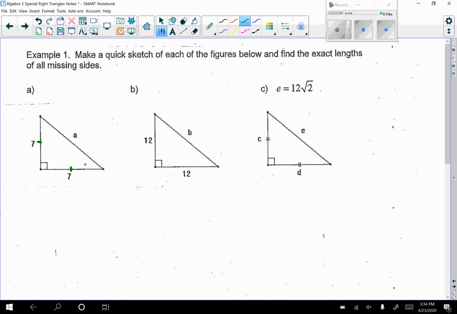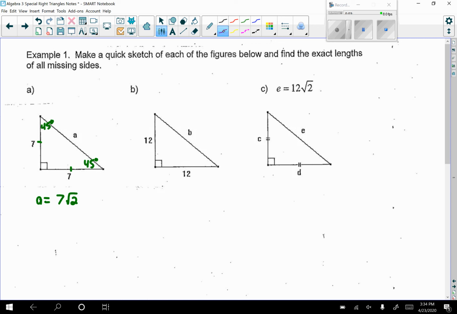So even though the angles aren't marked here, the fact that the two legs are congruent tells us that this has to be a 45, 45, 90 triangle. So all we'd have to say here is that the hypotenuse, which is A, is just one of the legs, which is 7 times radical 2, and that's it. A is equal to 7 radical 2.